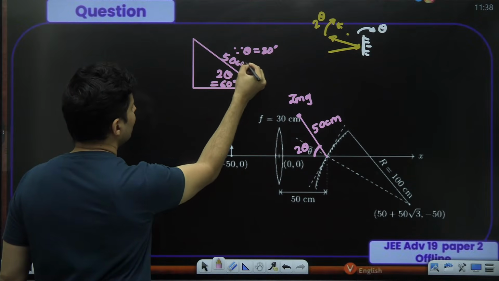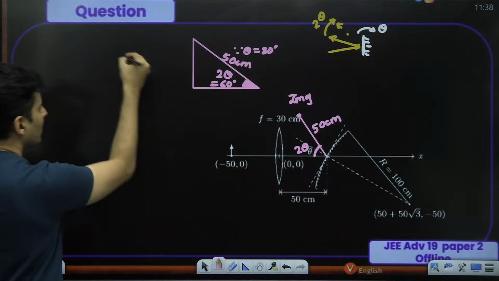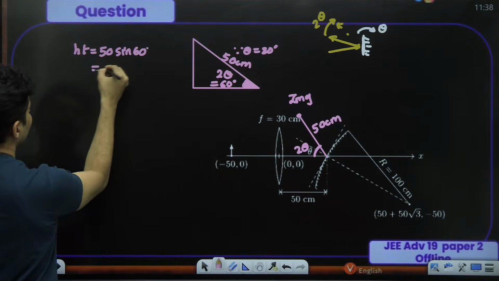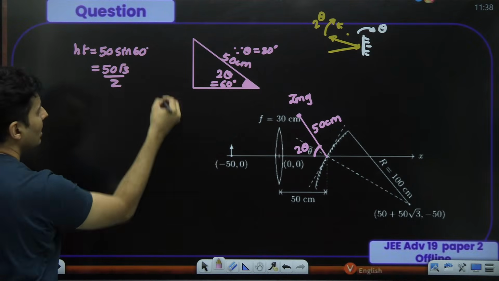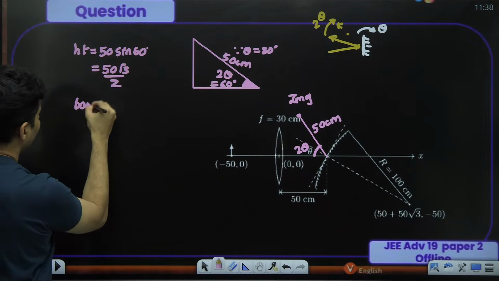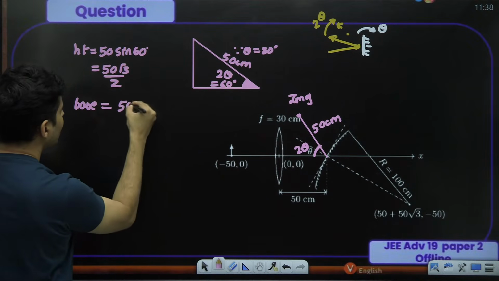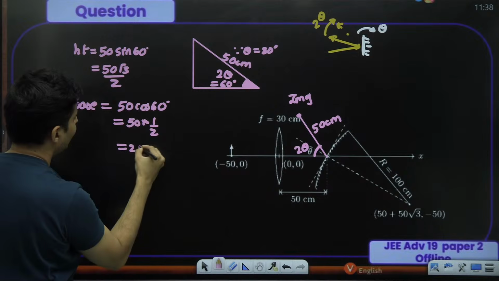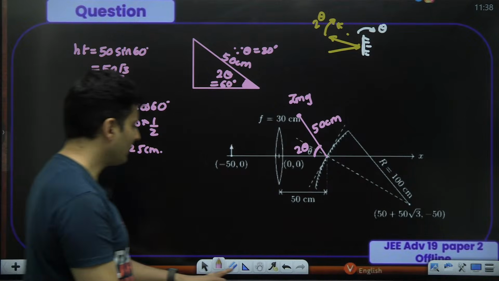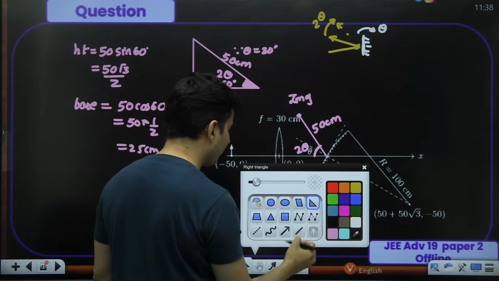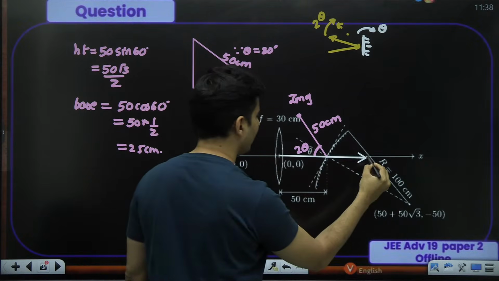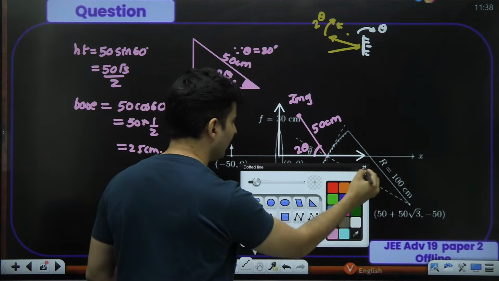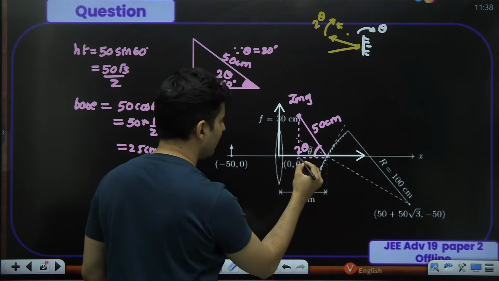This is 50 centimeters. So what will be the height? The height of this will be 50 sine 60, which is 50 root 3 by 2. And this particular base will be 50 cos 60, which is nothing but 50 multiplied by half, which is 25 centimeters. So we have found the base and the height, but do not forget our origin is over here. This is our x-axis and obviously this is our y-axis.